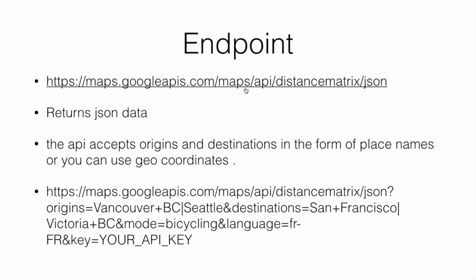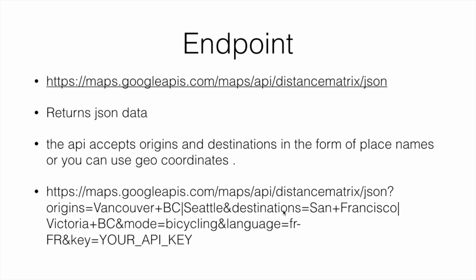This is the endpoint we are going to use to get that information. It returns JSON data. The API also accepts origins and destinations in the form of place names, but in our case, we're going to be using coordinates. So the endpoint will look like this. We will provide the place names like this, but in our case, we're going to be using coordinates.